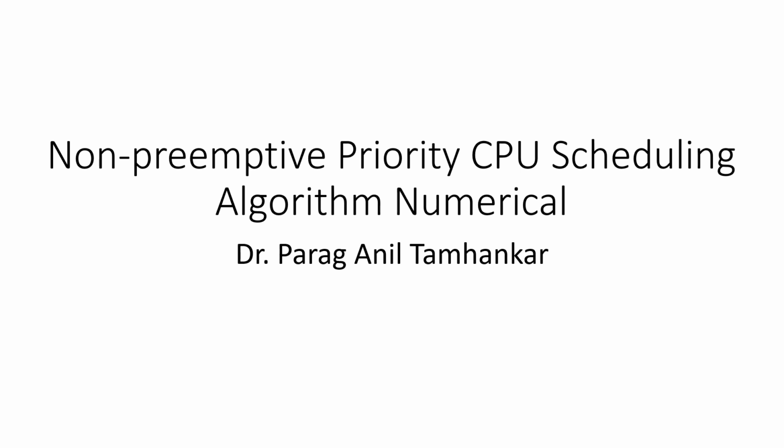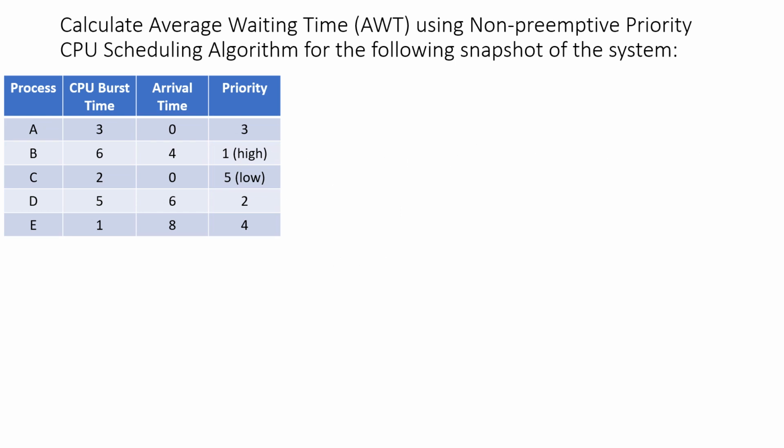Hello all. In this video we will solve the numerical for the non-preemptive priority CPU scheduling algorithm. So we want to calculate the average waiting time using the non-preemptive priority CPU scheduling algorithm. Here also we are going to make use of a priority queue, and the order of execution of processes will be shown with a Gantt chart.